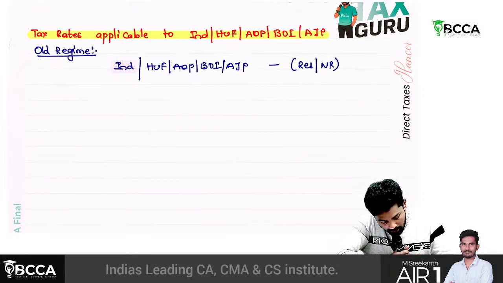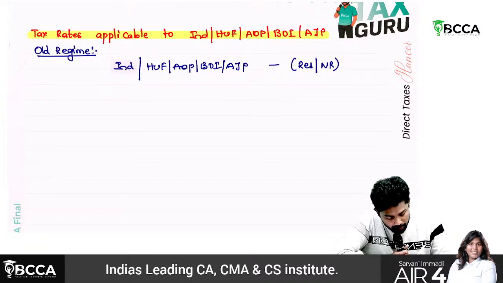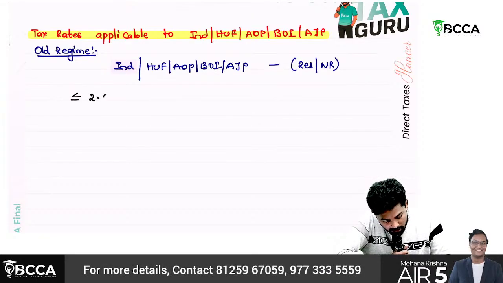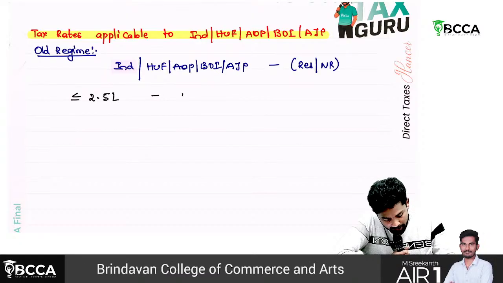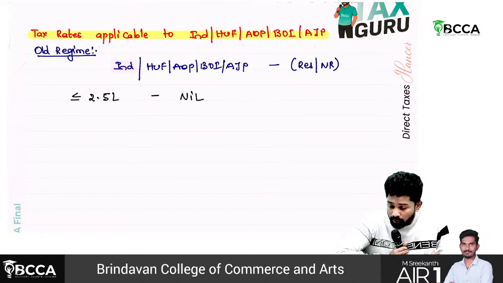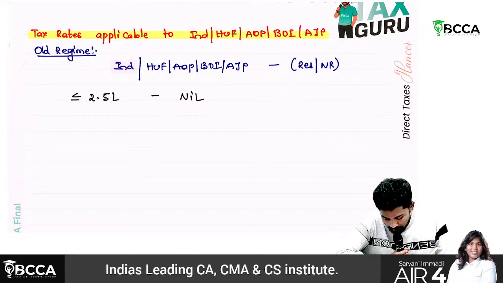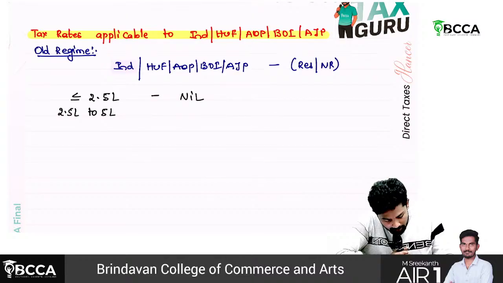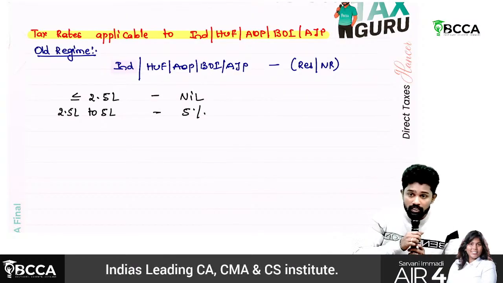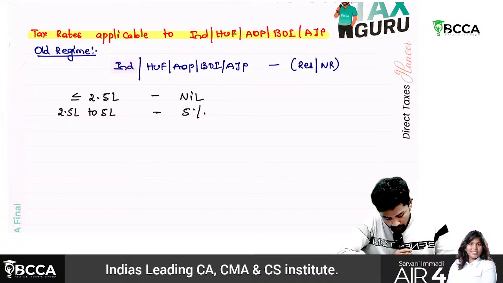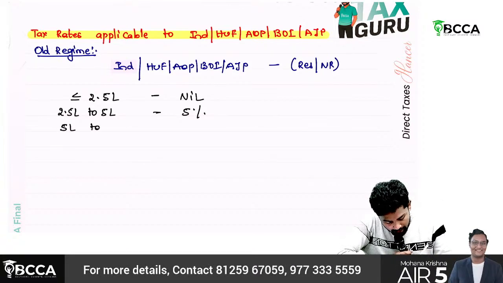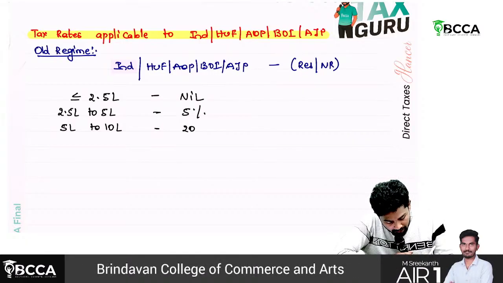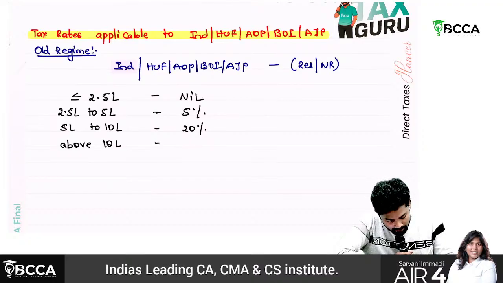First one: where the total income is less than or equal to 2.5 lakhs, then the tax rate is nil. If it is between 2.5 lakhs to 5 lakhs, then the tax rate is 5%. If it is between 5 lakhs to 10 lakhs, then the tax rate is 20%. If it is above 10 lakhs, then the tax rate is 30%.